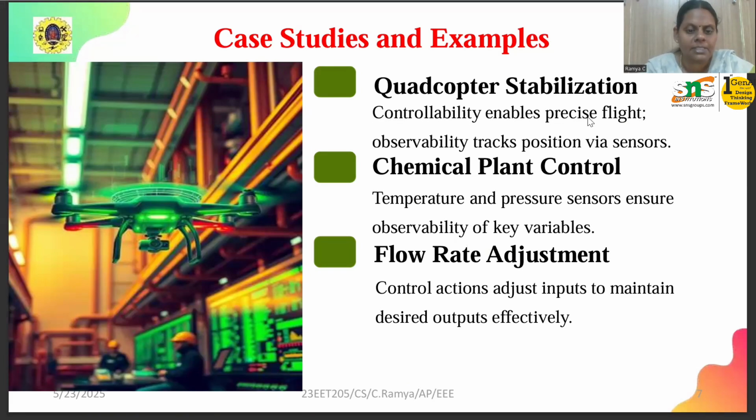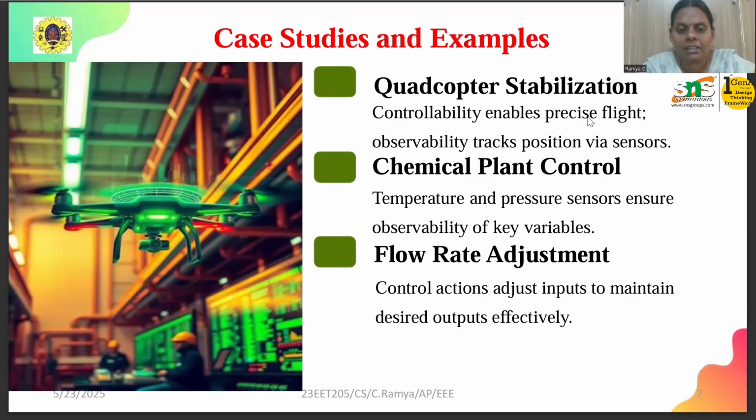Next, we are going to discuss the same concepts, controllability and observability, with some case studies and examples. So, let's look at real-time scenarios. We are going to see quadcopter stabilization. Here, controllability manages the motor inputs to stabilize the flight, and observability uses the data from the sensors to estimate the position and velocity.